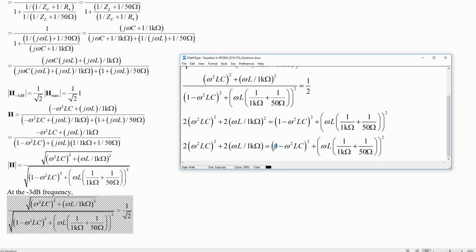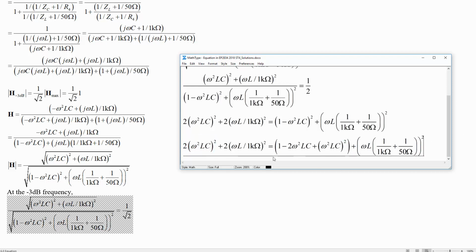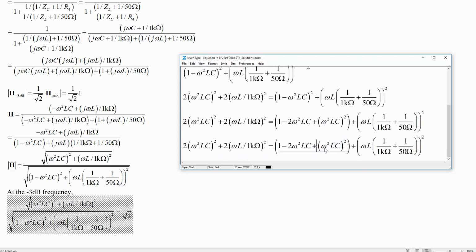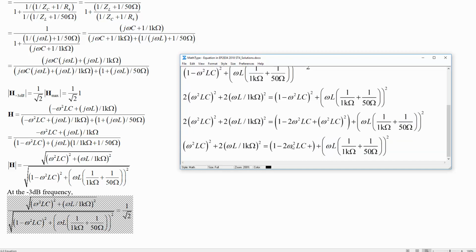And let's see what to do next. Probably expand this one out. And that's going to be 1 minus 2 omega squared LC plus omega squared LC all squared. And then we have an omega squared LC all squared over here. And we're going to have something similar happening for this omega L over 1K. So this omega squared LC all squared, after we subtract it from both sides, we're going to have just a factor of 1 for that.